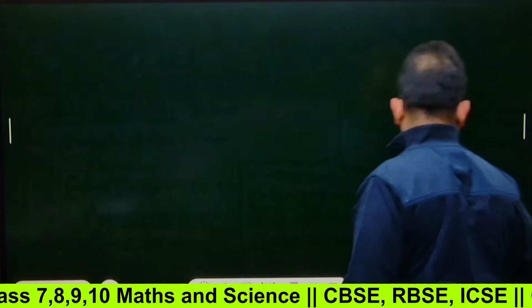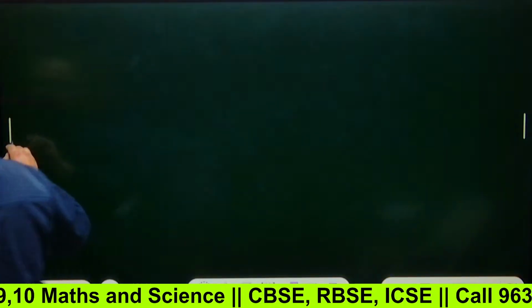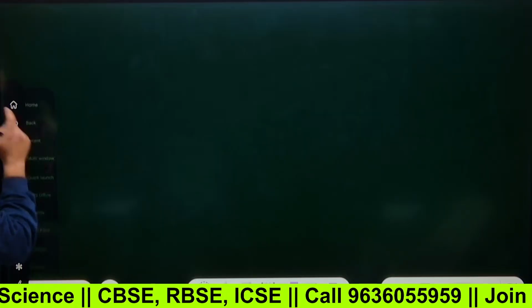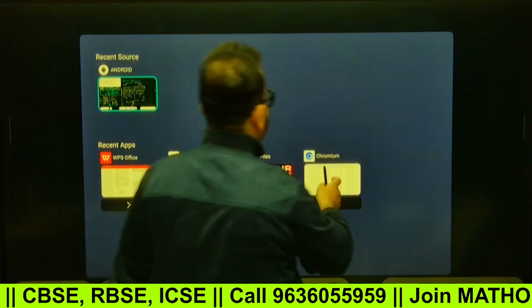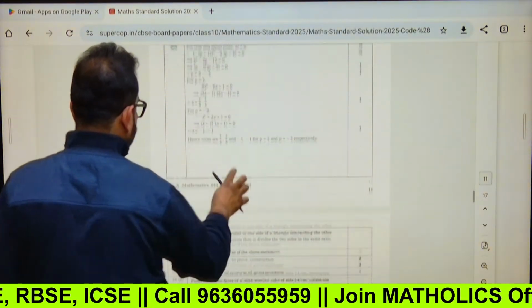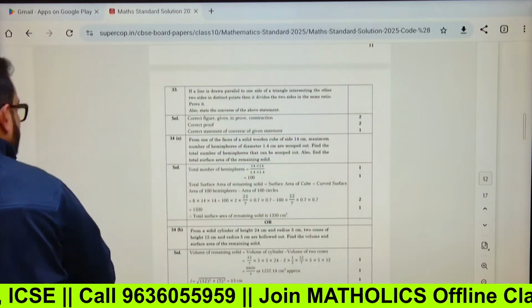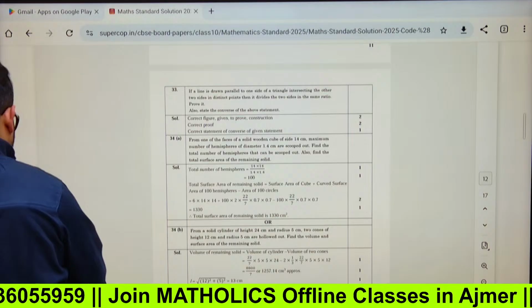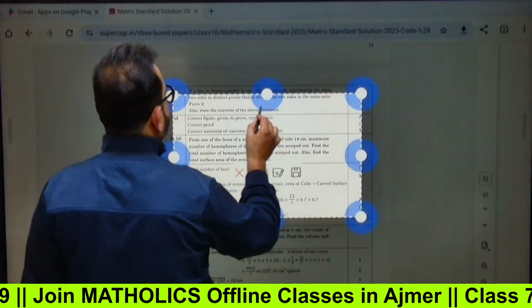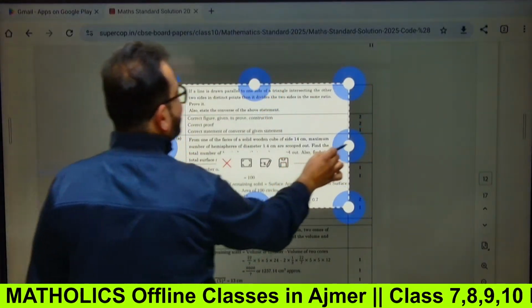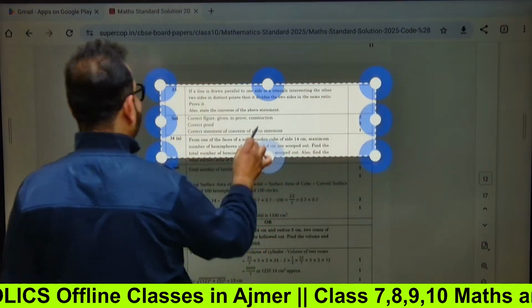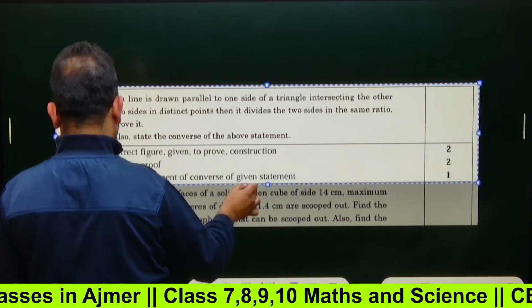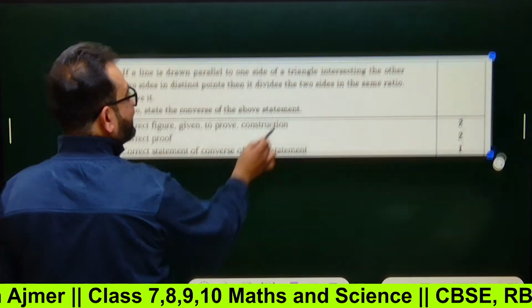Next, question number 33. BPT, huh? It is very easy. You just need to write the statement and prove. We have done BPT earlier.